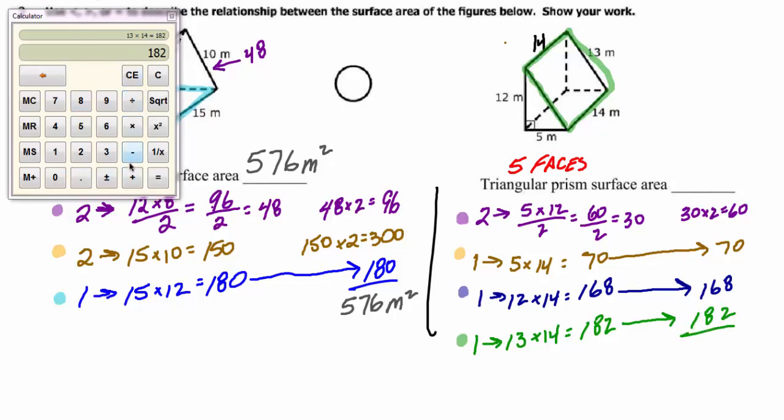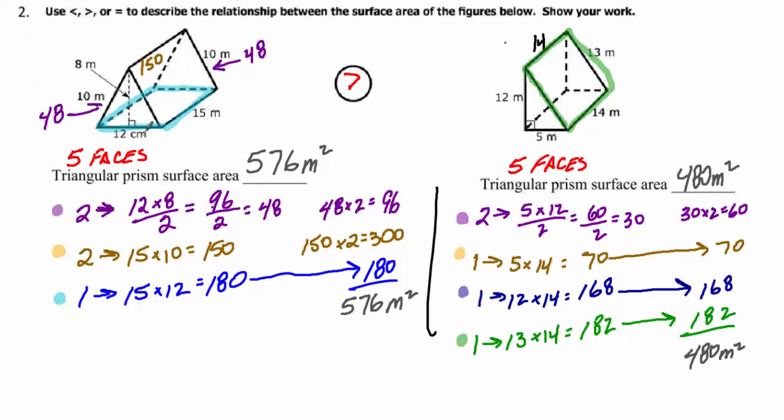So the 182 is still in my calculator, plus a 168, plus a 70, plus a 60 equals 480 meters squared. 480 meters squared. And this problem, therefore, works out to be greater than. 576 meters squared is greater than 480 meters squared.